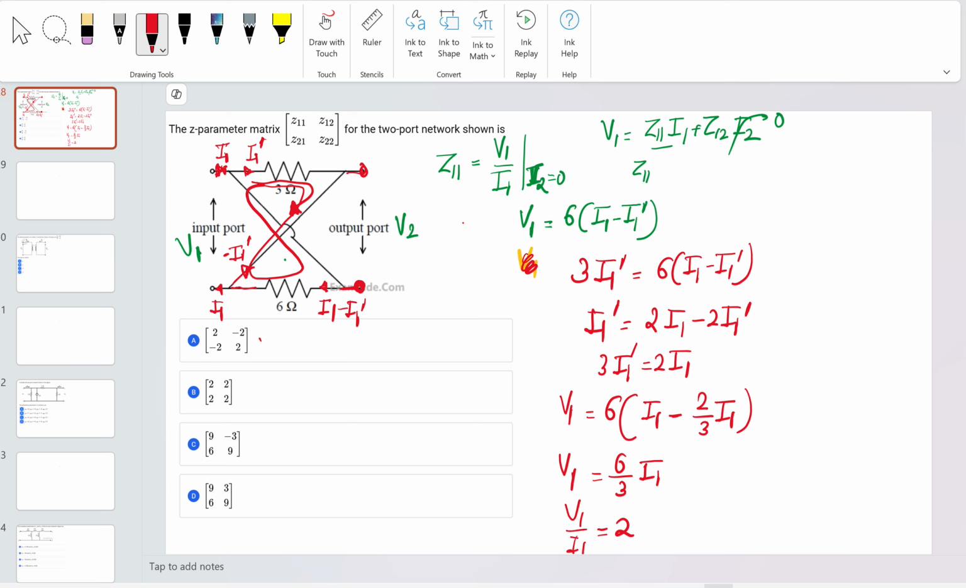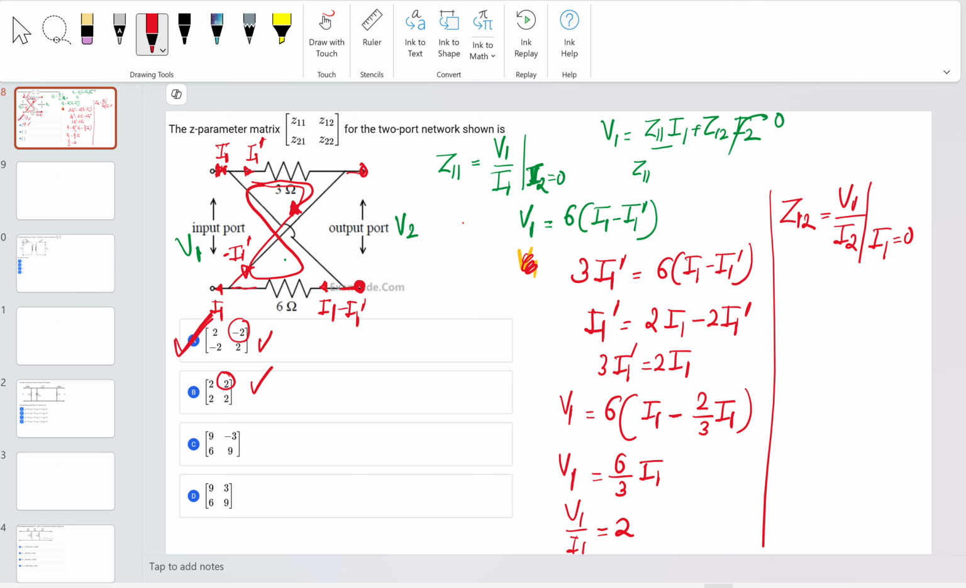So it means that options A and B are matching. You can solve the second option by taking the Z12 value. If it is coming negative, then you can solve and get it. Z12 is V1 by I2 at I1 equal to 0. Now you have to open circuit the second path and see the value of V2. The correct answer will come out to be option A.